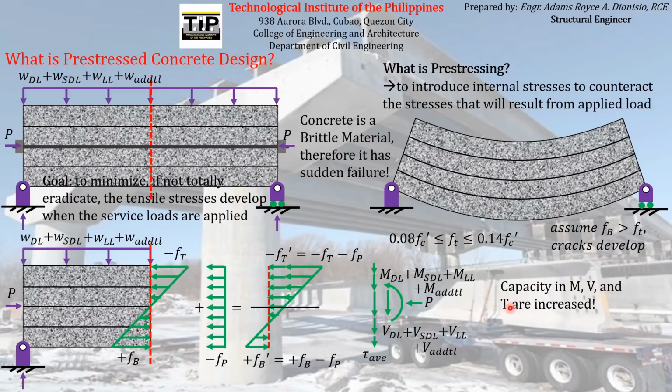nadagdagan yung kaya niyang i-resist na bending moment, as well as the shear force. Actually, pati yung torsional strength niya nadagdagan, although we cannot show here the torsion part because medyo two-dimensional lang tayo. Pero later on, we can see that due to the pre-stressing reinforcement, the capacity of the concrete beam with respect sa bending moment, shear, and torsion are increased.